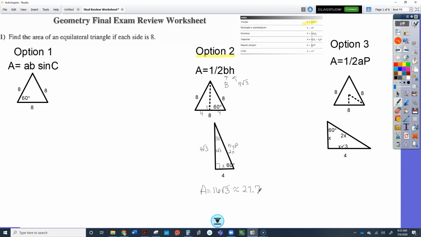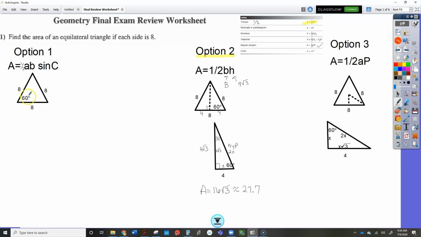You're going to get the same answer any other way, but I do want to remind you that it is an equilateral triangle, so you could also do, this is 4 square roots of 3. We could also do the 1/2 AP because this is an equilateral, so that means it's a regular polygon. That formula is right there. And then this one is the way that I would do it. I messed this formula up. That should be 1/2 AB sine C. So you could also add that.